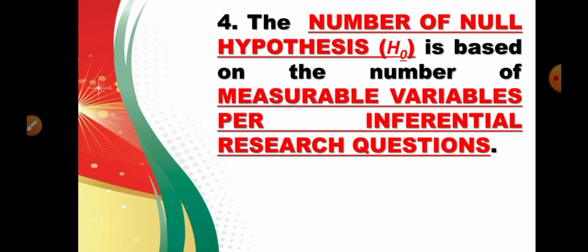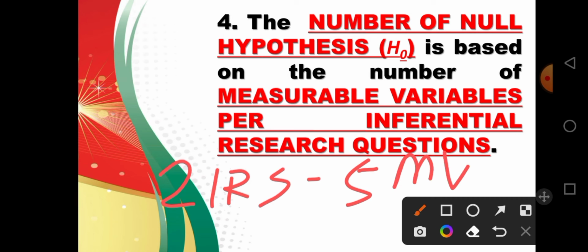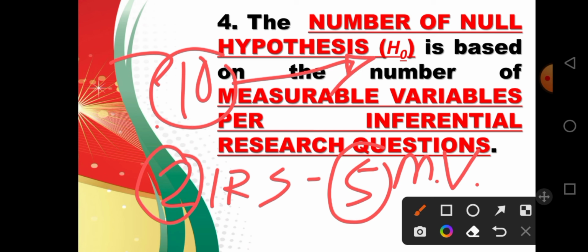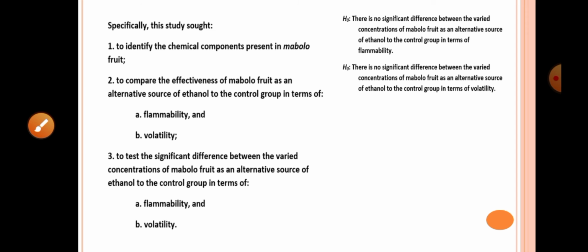Okay, so for example, class, what if you have two inferential research questions? And for each inferential research question, let's say you have 5 measurable variables. So how many null hypotheses should we write? So we have 2 times 5 equals 10. So we should write 10 null hypotheses, okay? And take a look, class, how it is written.